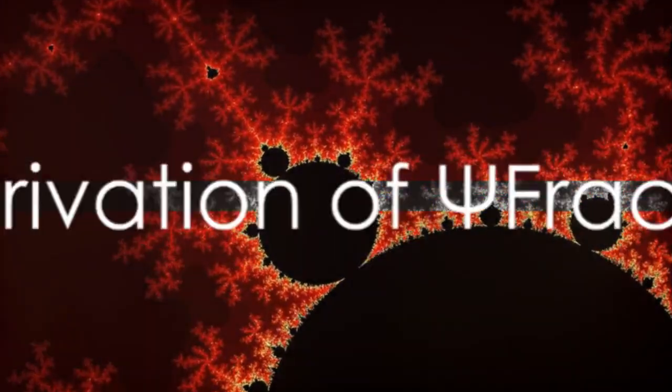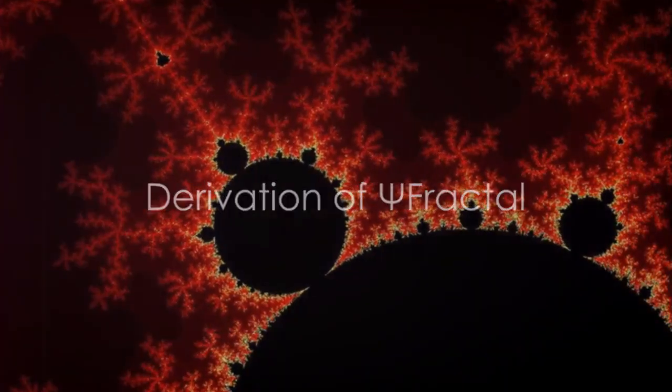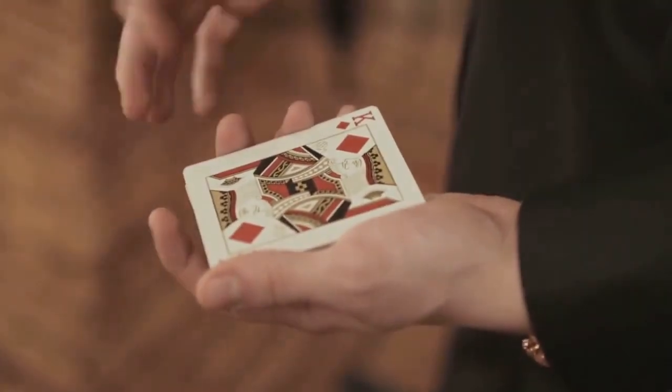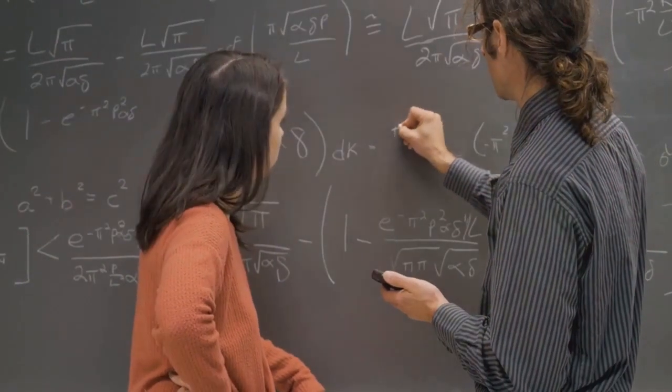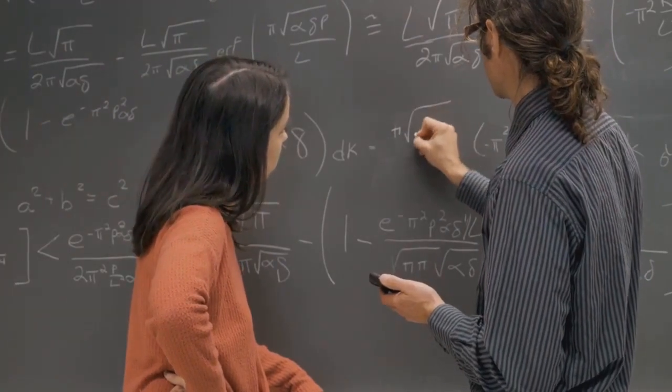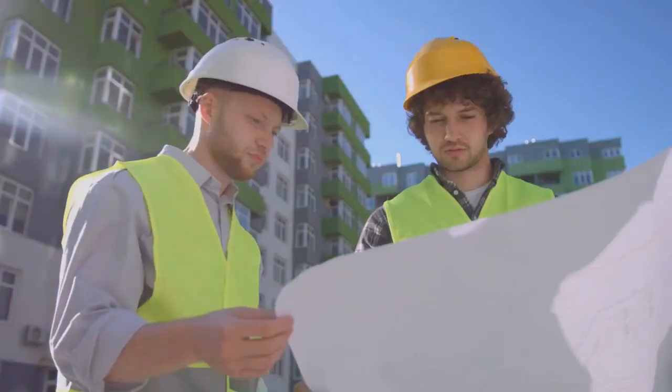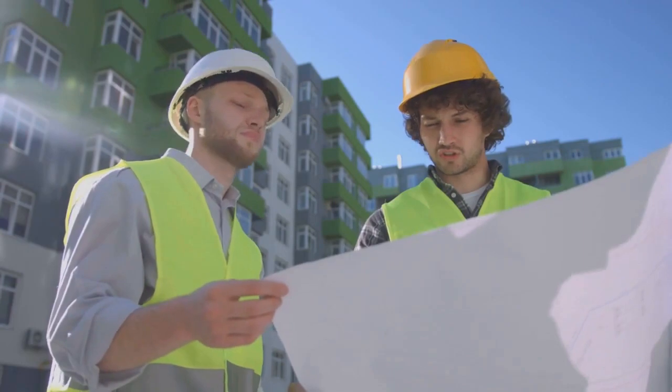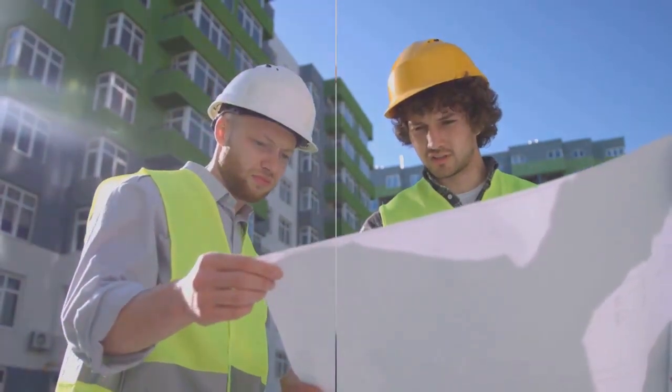We now find ourselves at the derivation of fractal. This is where the magic happens. Here we break down the equation further, and it starts to reveal its secrets. This step provides the foundation for the subsequent stages of our journey.